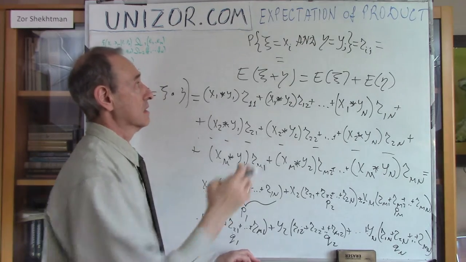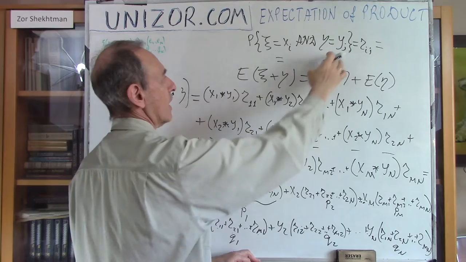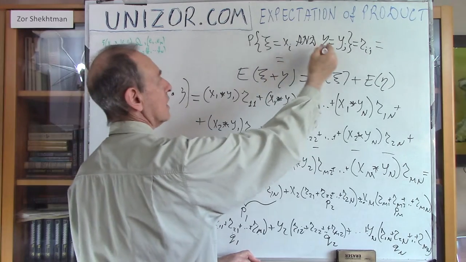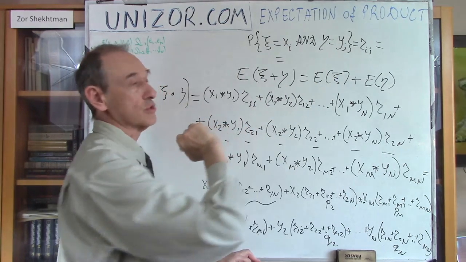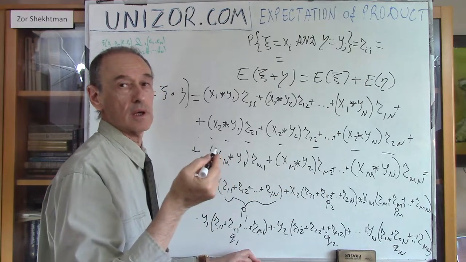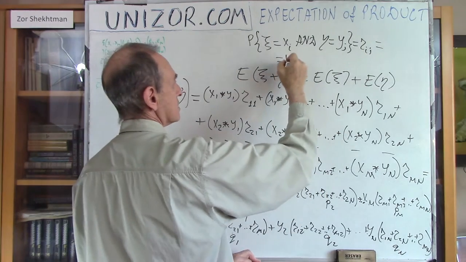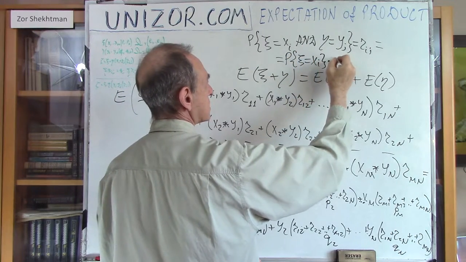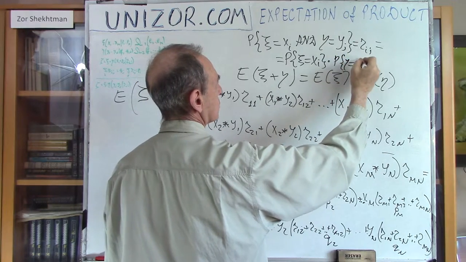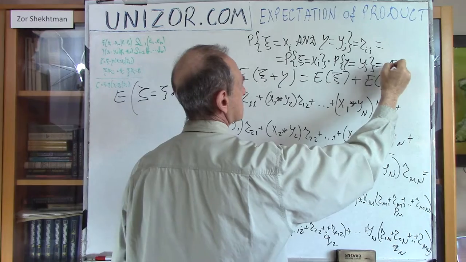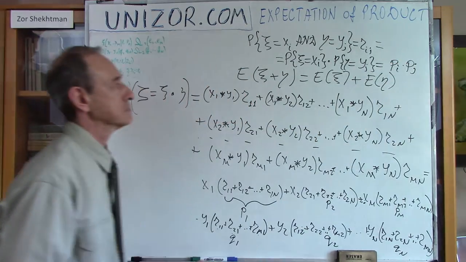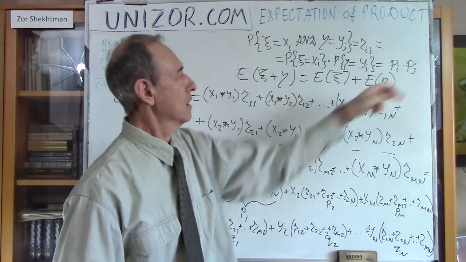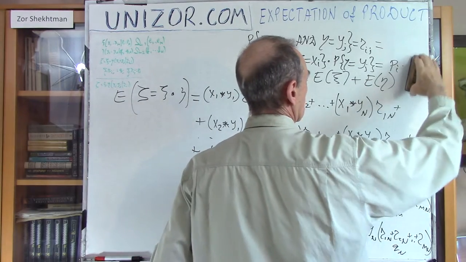Now, if xi and eta take these values, x_i and y_j, independently, then we know that the probability of the intersection of two events is equal to the product of their probabilities. So it's the probability of xi equal to x_i times the probability of eta equal to y_j, which is p_i times, I'm sorry, q_j.